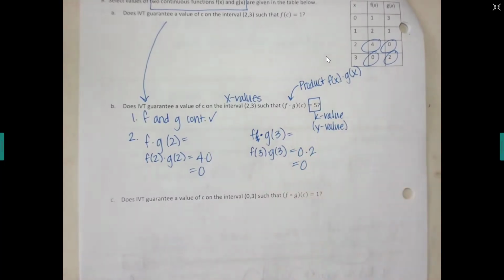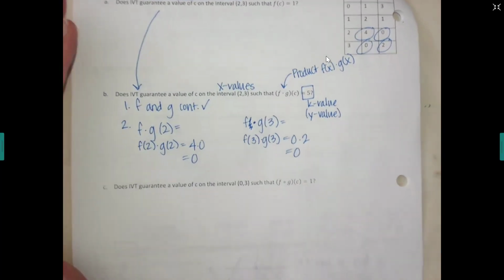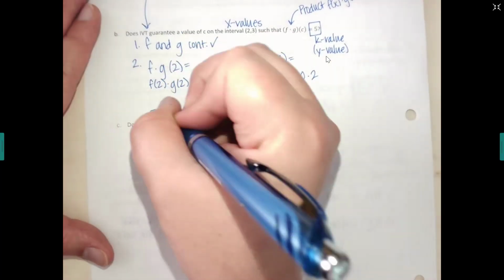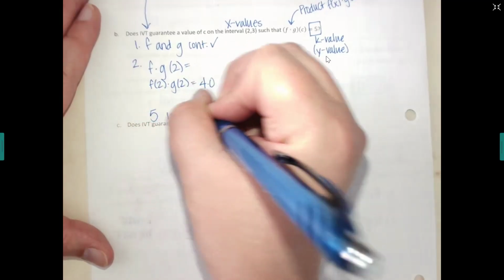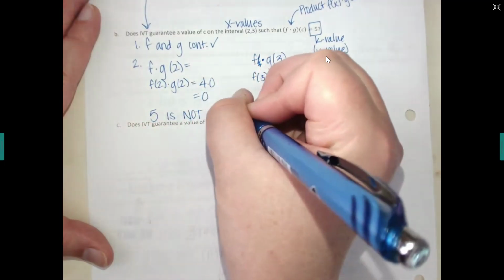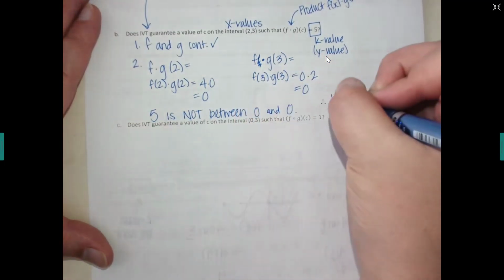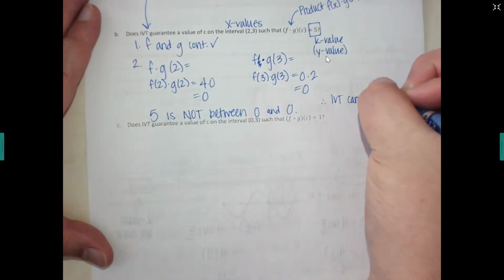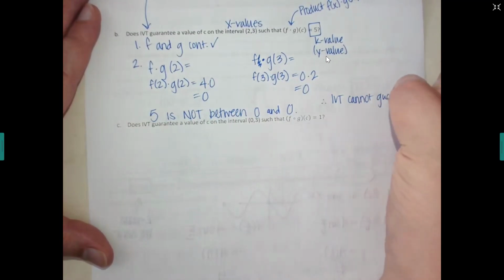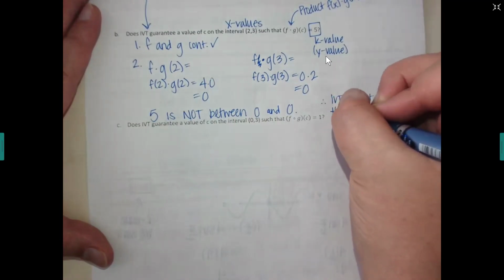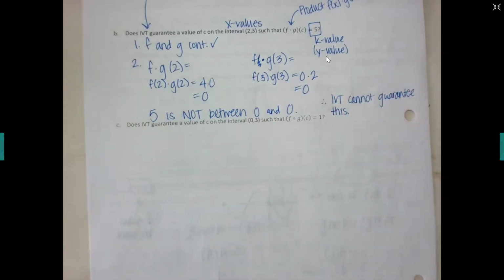My number that I want to prove, 5, is supposed to be between those, is it? No, then I can't prove that the graph would hit 5. So you would say 5 is not between 0 and itself. Therefore, IVT cannot guarantee. And I'm just going to leave it there because we've probably broken your hand enough. Okay, guarantee this. So we're just going to kind of shorten it up.